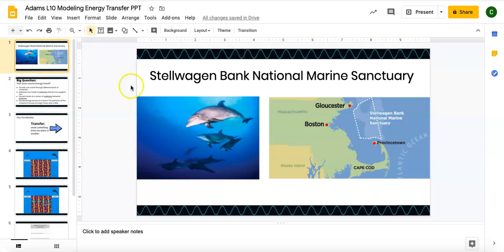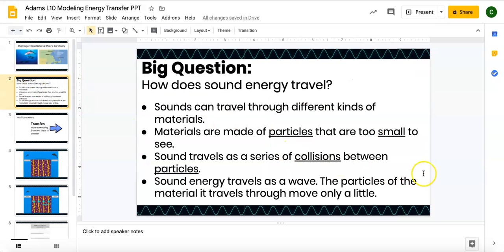But let's go ahead and remember that we're helping out the superintendent at the Stellwagen Bank National Marine Sanctuary. We're still focused on the bottlenose dolphins and them being able to communicate underwater. Answering this big question this time: how does sound energy travel? We know and have learned already that sound can travel through different kinds of materials. And when we think about the different kinds of materials, we're thinking about air, the ground, and water.